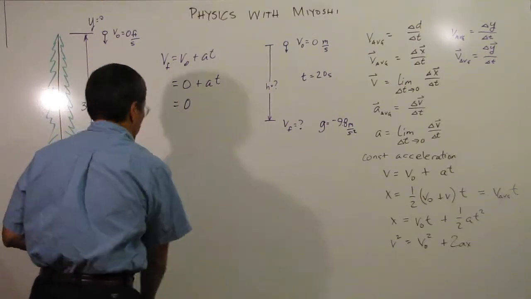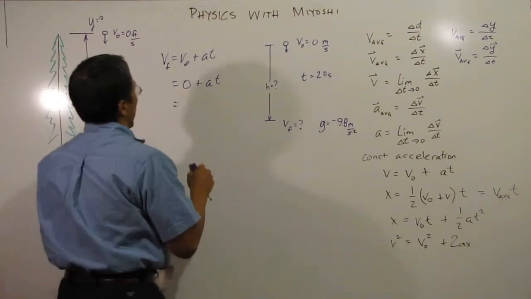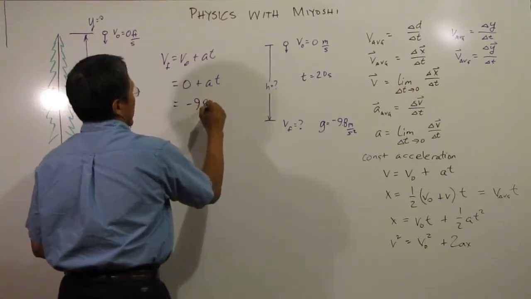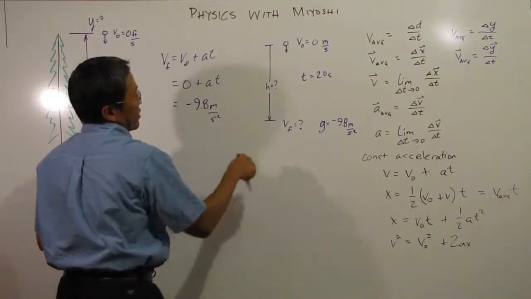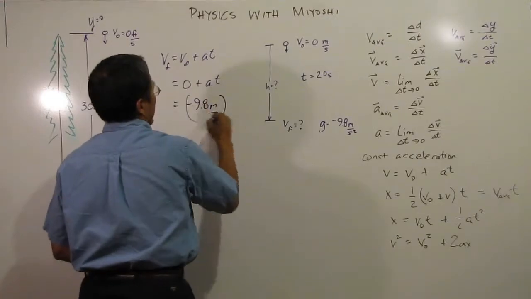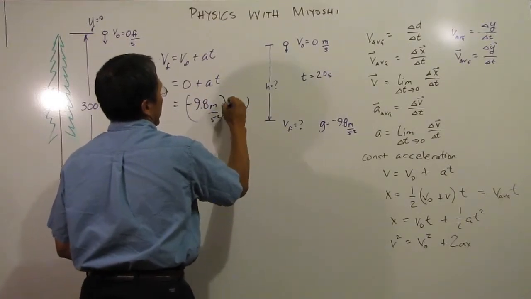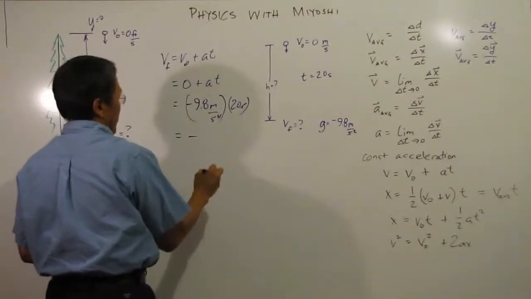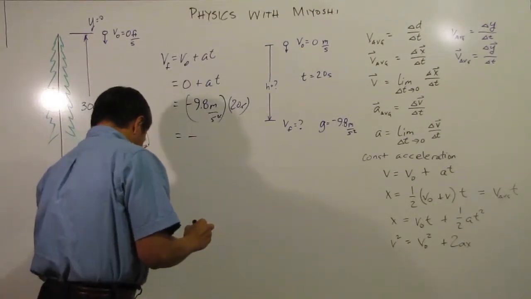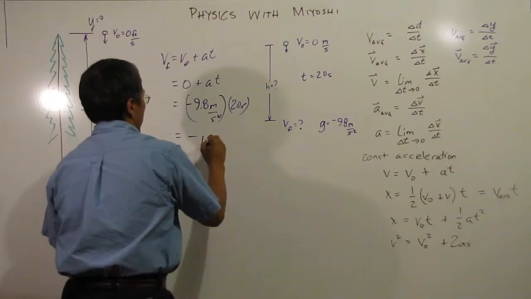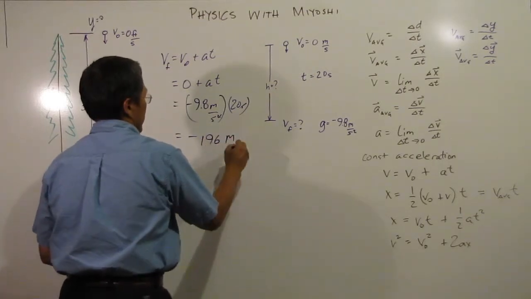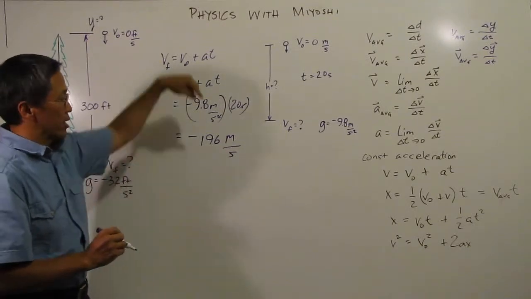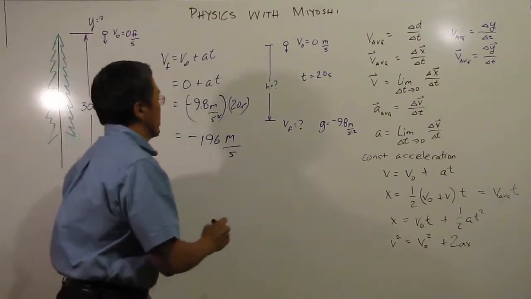Now we can just ignore the 0, or not, we add that in. A is G, so that's negative 9.8 meters per second squared. Multiply that by our time, which is 20 seconds. And we can see one of those seconds gets canceled out, and it's negative. What is it? I've got that written down here. 196 meters per second. Again, the negative tells us that it's going in the downward direction.